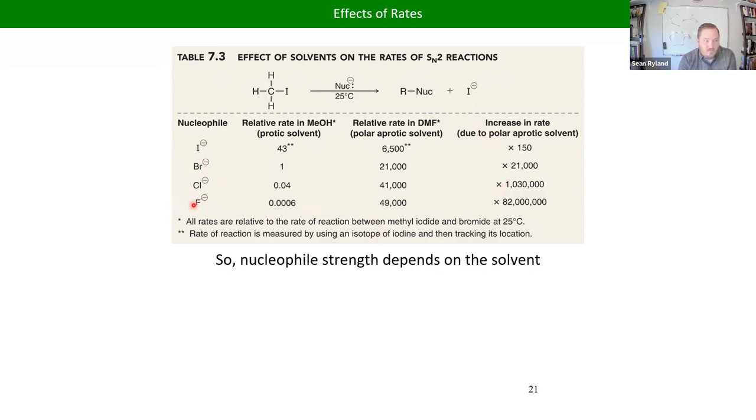And if you look at the stronger bases like fluoride, our reaction goes up much, much more, 82 million times faster. That's basically a big enough jump that we can say it totally won't happen in methanol, because the methanol stabilizes the fluoride too much. But when you do it in an aprotic solvent, it becomes a really good nucleophile.